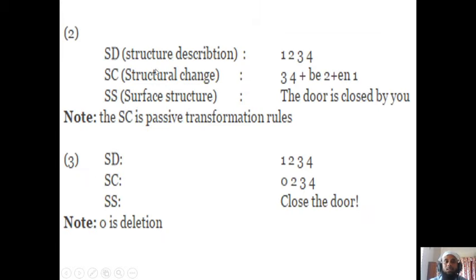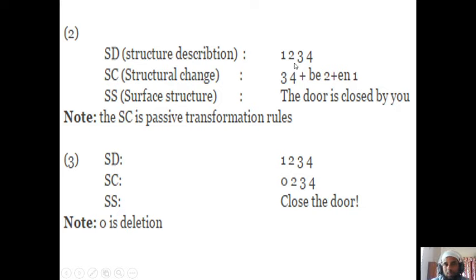But when you change this structure, say you want to get a passive sentence from this structure, what you do, following the structural change rule, is that the 3 and 4 come at the beginning, the door. And then you have the be verb, is, and then following the passive voice rule, you have the past participle of the verb, closed, and then you have a by, the preposition, and then you have the doer, the subject.